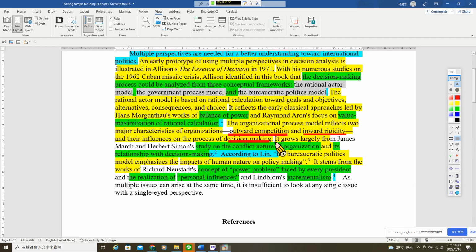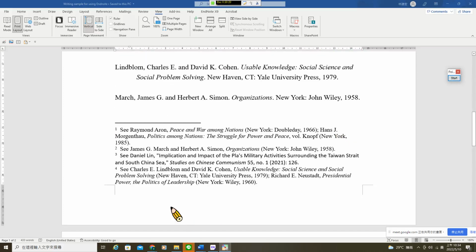So it refers to the organizational process. It grows largely from James March and Herbert Simon's study on the conflict nature of organization and its relations with decision making. So look here, we have another citation number for the very important book, their book on the conflict nature of organization and its relations with decision making. Okay, so here let's move down here, number 2.